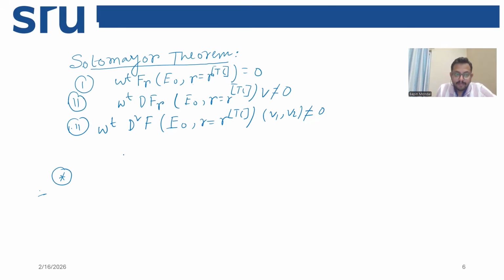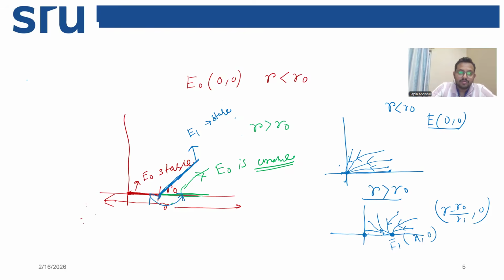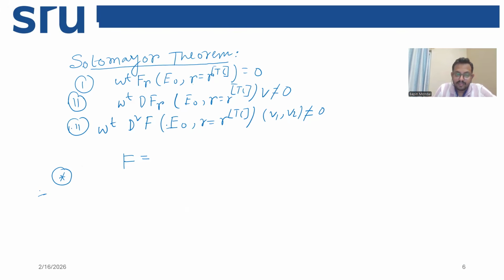So here, first we define F. F means our system. We assume this is our system F, this is our Z. We just assume F and Z transpose.